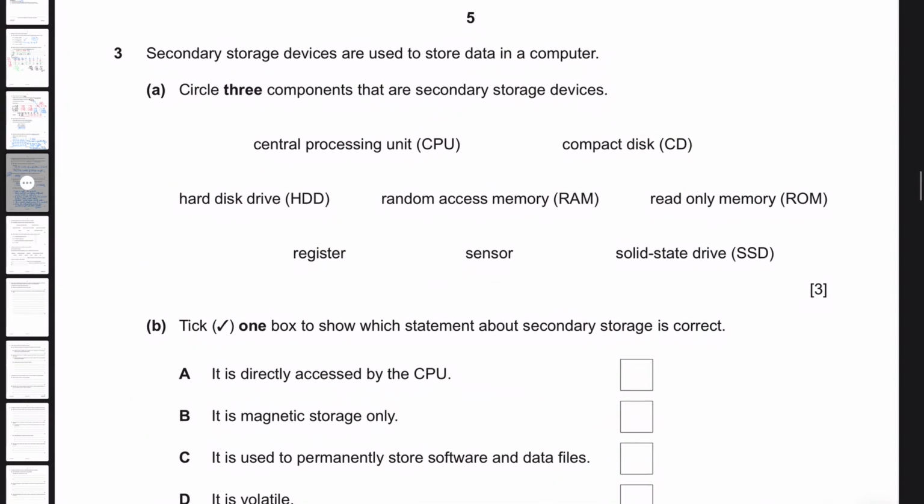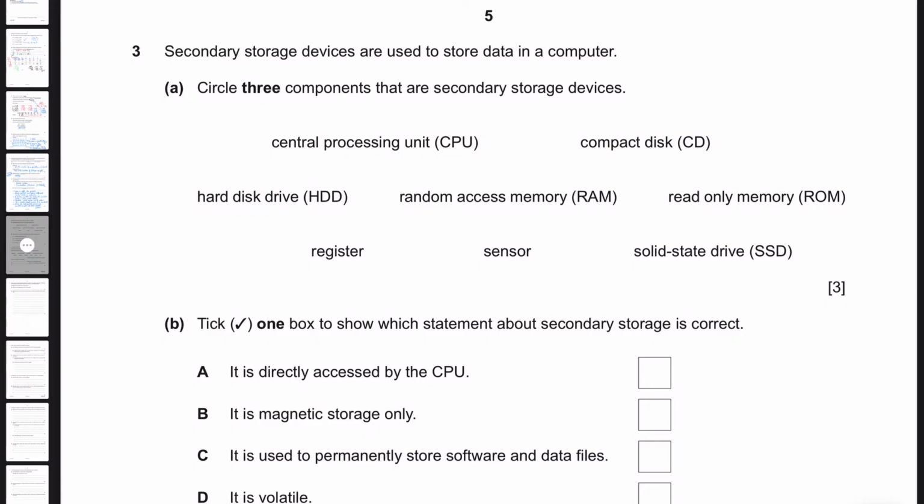Question 3. Secondary storage devices are used to store data in a computer. Circle 3 components that are secondary storage devices. Oh, a nice easy question for us. Well, let's have a look. A secondary storage device would be something like a hard disk drive, or a solid state disk. So we've got the first 2 dead easy. But what's the other one? Secondary storage. Well, RAM or ROM it's not going to be. This is primary storage, RAM and ROM.